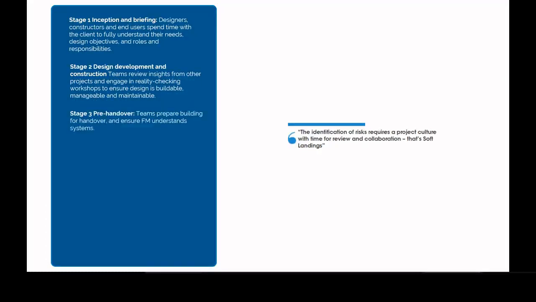Stage 3, pre-handover. So the teams prepare buildings for handover. That's the full teams, the MEPs, the controls, the specialists, the ICT infrastructure guys, the consultants even. So the teams prepare buildings for handover and ensure FM understands the systems. That's a big part of it, making sure there's that kind of soft landing piece. And that for me speaks to the heart of what a soft landing is. It's that aftercare and going into full operation.